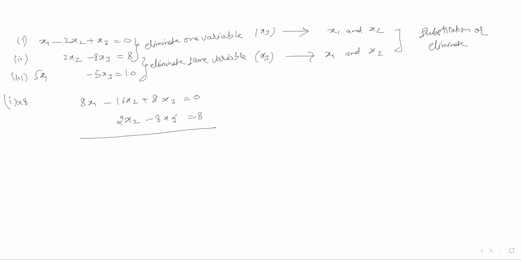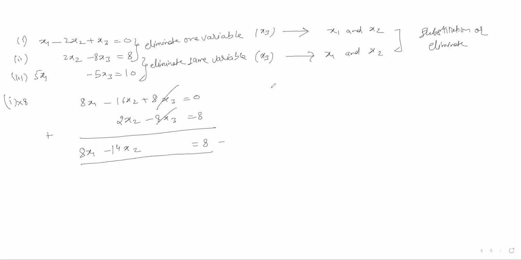Now, if I want to eliminate x3, what will I do? I will add these equations. When I add these equations, on the right hand side, I will get 8. The x3 will cancel out. So I will get 8x1 minus 14x2 is equal to 8. This is our equation in x1, x2.